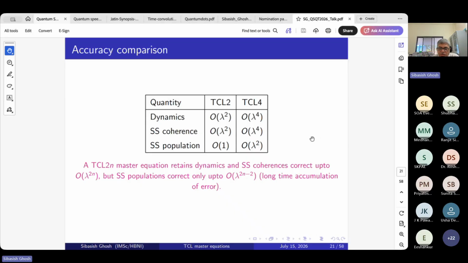Okay. So this is something that you should keep in mind. For example, a TCL2n master equation retains the dynamics and the steady state coherences correct up to lambda to the power 2n. But the steady state population is correct only up to 2 orders less, so lambda to the power 2n minus 2. And this happens because, if you want to go to the steady state, you will have to go to the asymptotic limit in time, and that long time behavior will accumulate error. Okay. So that is why the populations are not correct up to lambda to the power 2n, they are correct up to lambda to the power 2n minus 2.